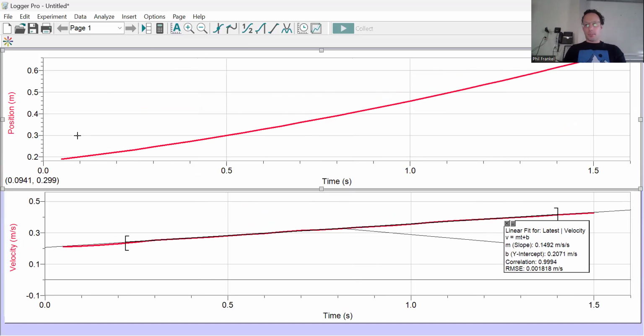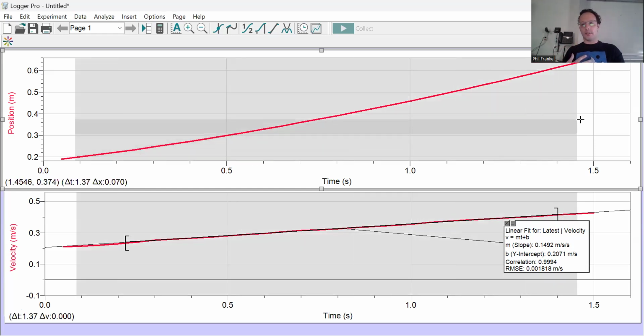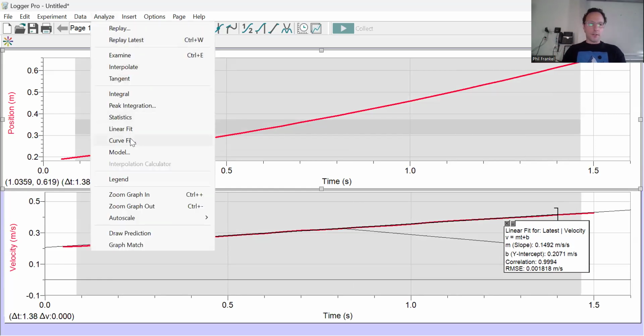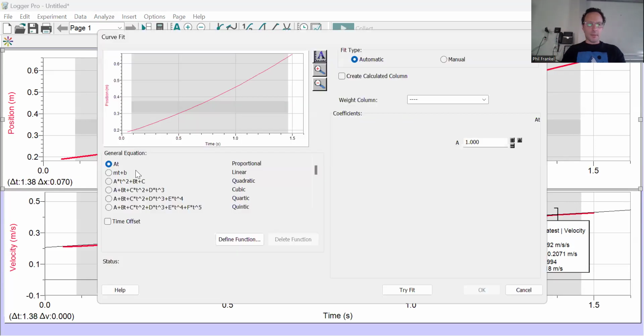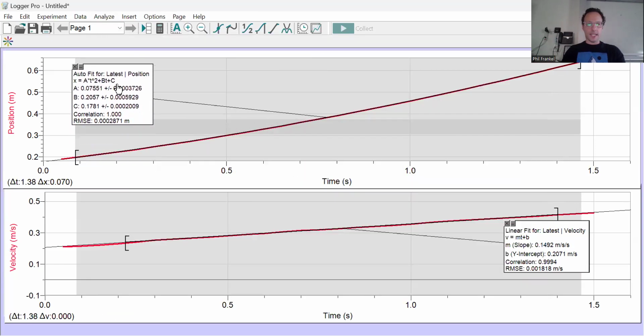The next simplest curve fit that we could try to fit onto this data, after we realize that a linear fit doesn't look like it's so great, since the velocity graph looks a lot more linear than the position graph, would be a quadratic or some kind of parabolic curve fit. So I'm going to highlight this, go to Analyze, Curve Fit, and this time I'm going to go to a quadratic curve fit. Try fit. I'm going to hit OK, and I have some data here.